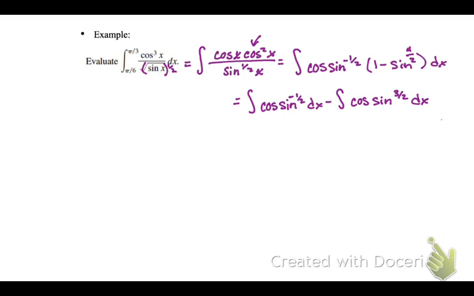And so then what is u? Sine. And u prime? Cosine. So we have our cosine, so we're good there. So I have the integral of u to the negative 1/2 du minus u to the 3/2 du.